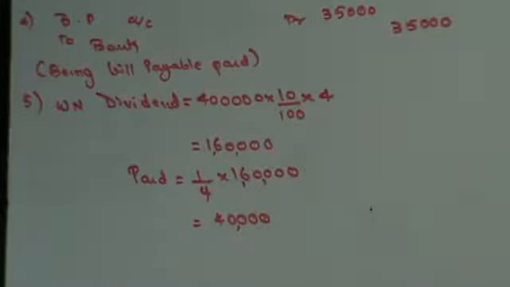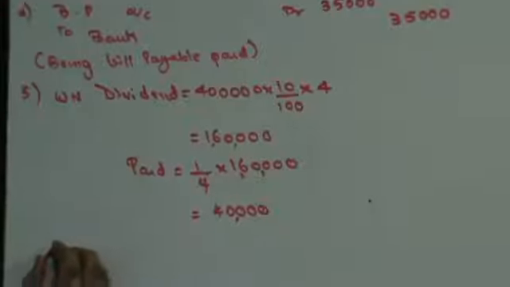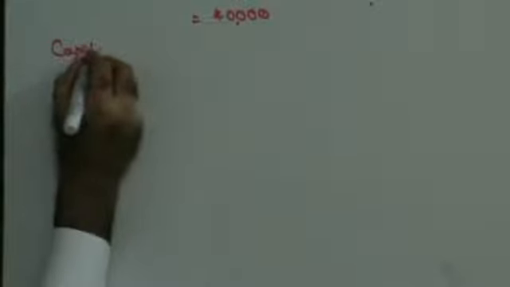Right? Now we do not have the word preference dividend in the balance sheet. Since you do not have the word preference dividend in the balance sheet, you will not use the word preference dividend in the journal. Instead of that, you will use the word capital reduction. Paid means bank should be on the credit side, so this will be capital reduction account debit.